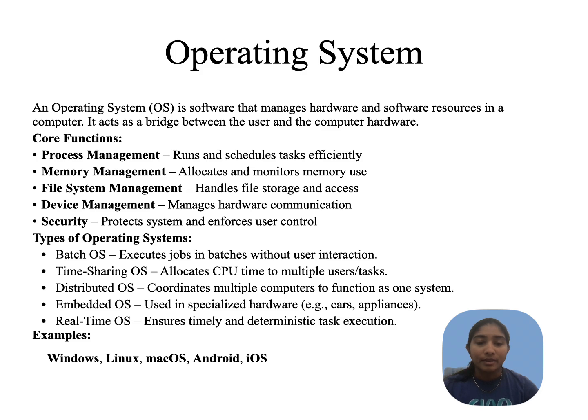There are various types of OS depending upon the application. There are batch OS for group tasks, time sharing OS for multi-user systems, distributed OS for coordinated multi-system, and embedded OS for specialized hardware. A real-time OS, which we are going to focus on more. The common examples of operating systems include Windows, Linux, macOS, Android, and iOS.